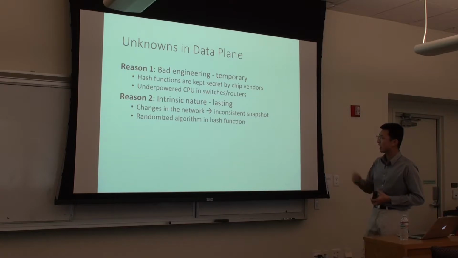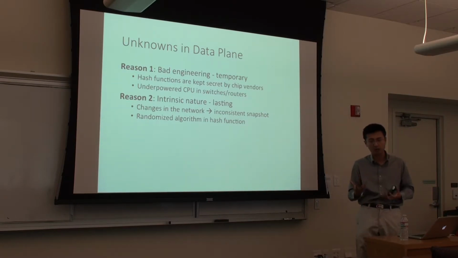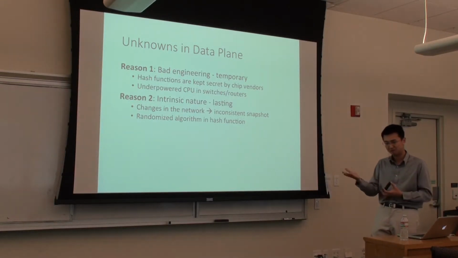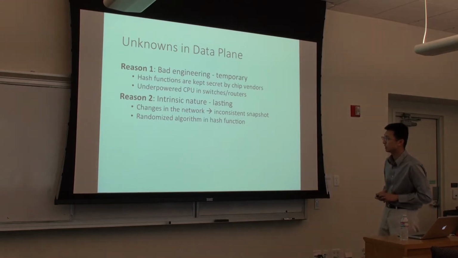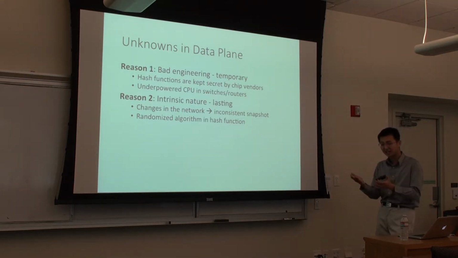And another example is the hash function. Even if you know what the hash function is, there can be a randomized algorithm in the hash function, which is reasonable. That hash function just balances the load, right? So they probably will use a randomized algorithm. But the result is, again, you don't have the exact deterministic behavior of the network.